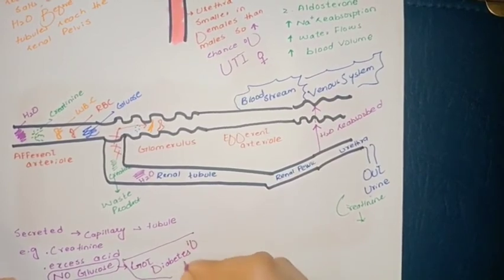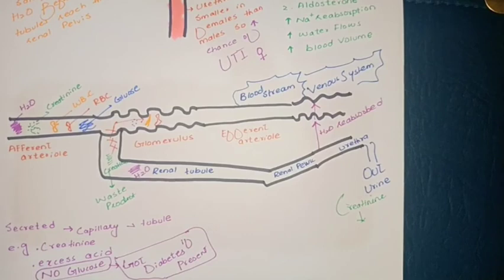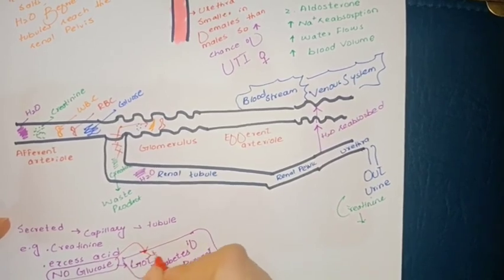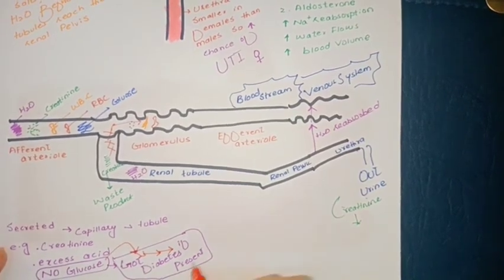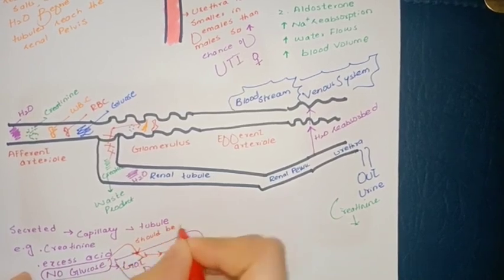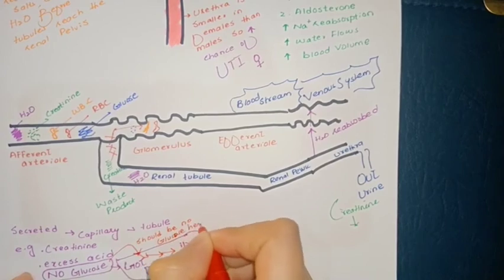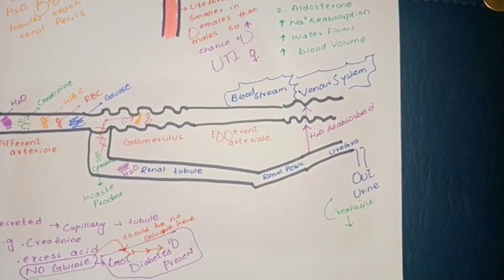If present, then you got diabetes. There should be no glucose present here, but if any glucose is present in the urine, then you got diabetes. Okay, there should be no glucose here. If it is present, then you have got diabetes.